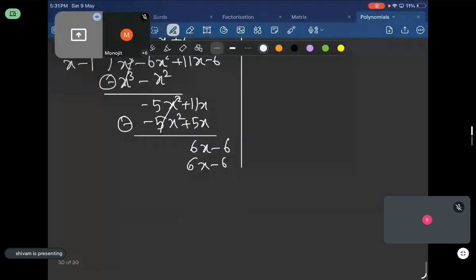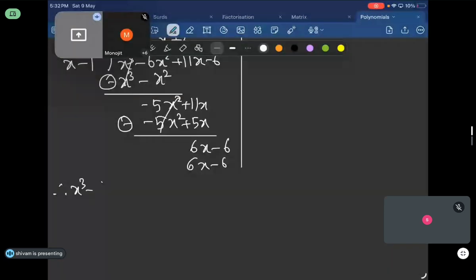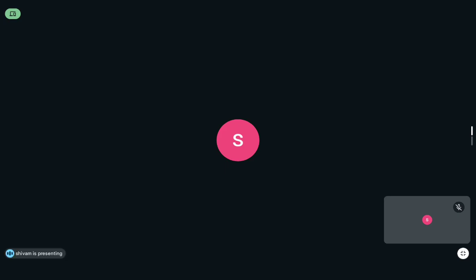Therefore, x cube minus 6x square plus 11x minus 6 equal to x minus 1 into x square minus 5x plus 6. Now you people can factorize x square minus 5x plus 6. Just now we have done it. This will become x minus 1 into x minus 2 into x minus 3. This is one way of factorizing a cubic polynomial. I'll show you another method of factorizing a cubic polynomial.